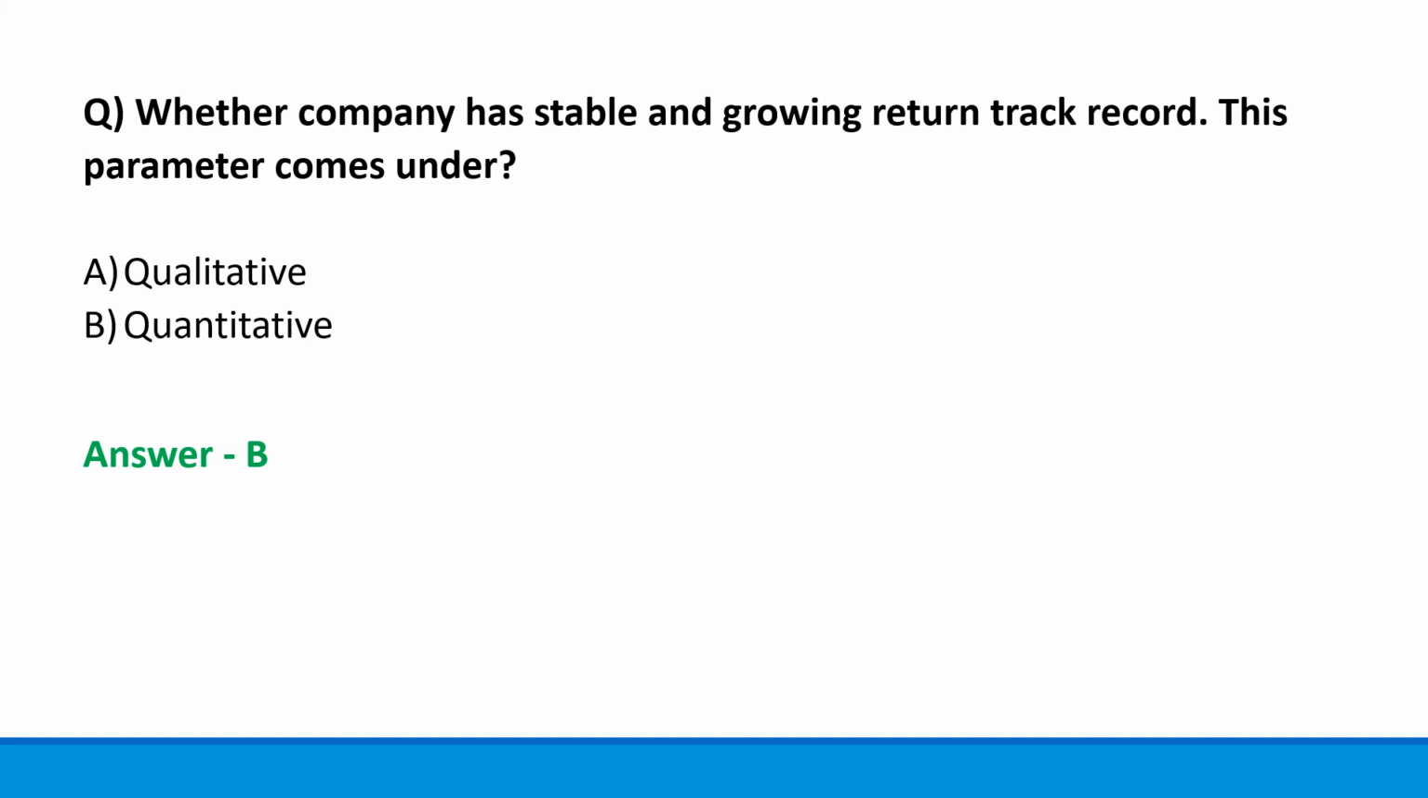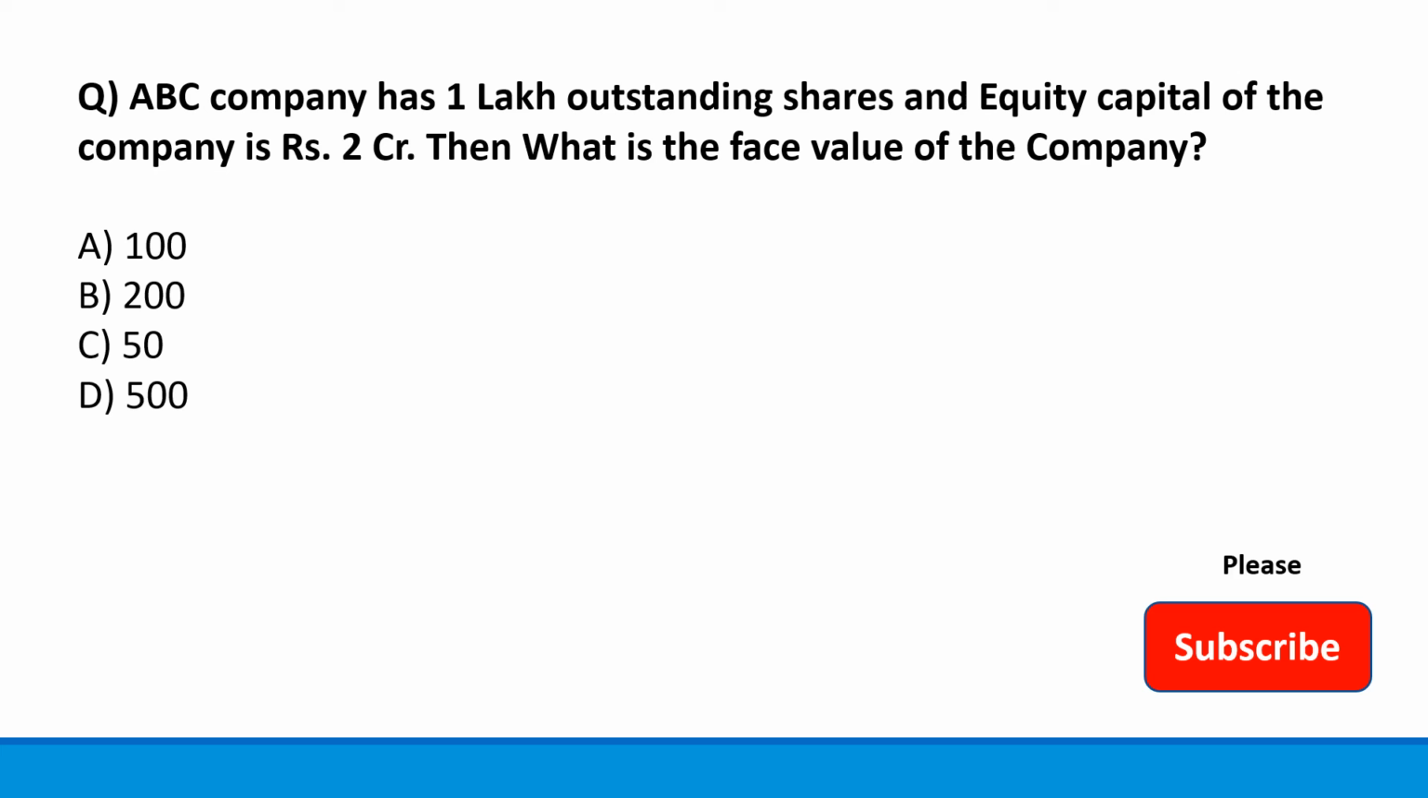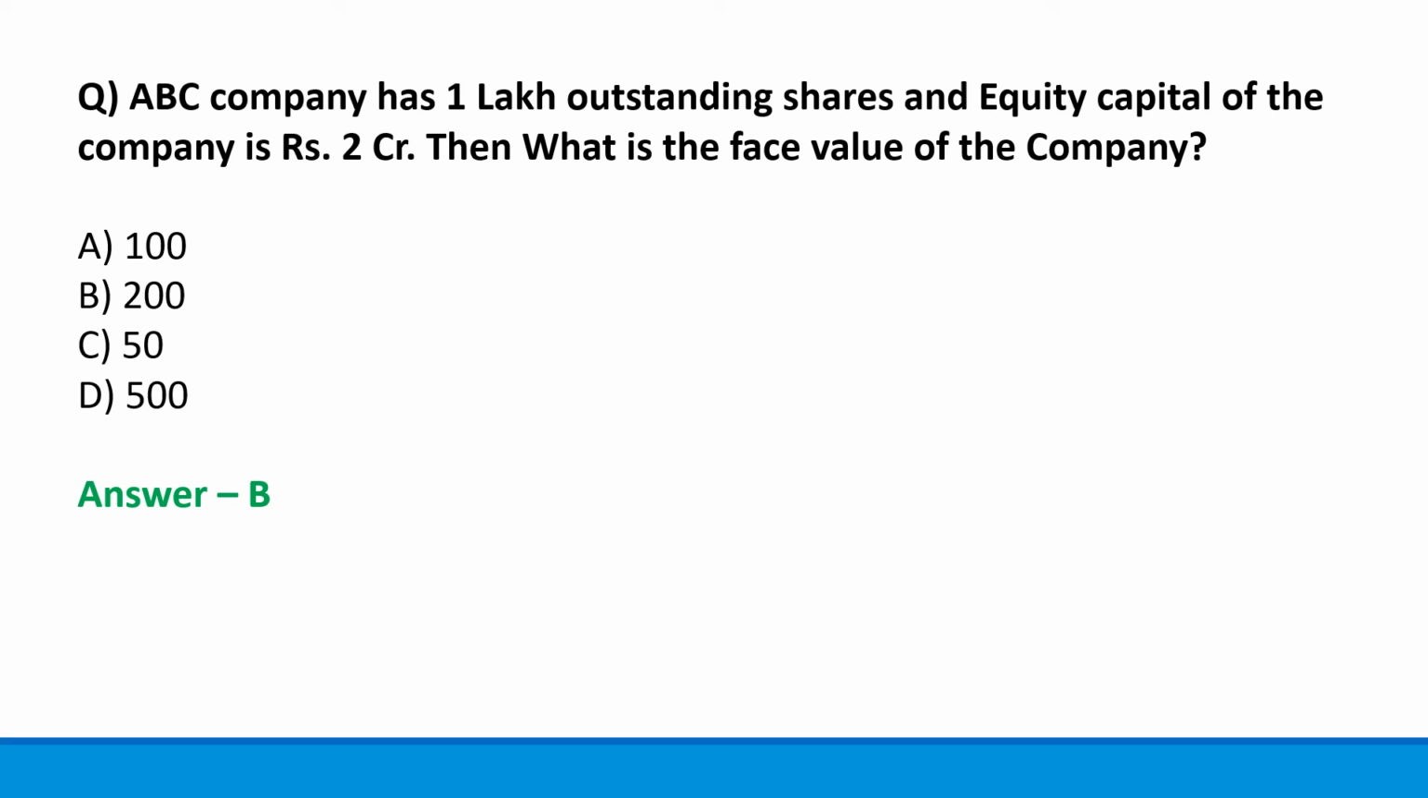Next question. ABC company has 1 lakh outstanding shares and equity capital of the company is 2 crore. Then what is the face value of the company? Option A, 100. Option B, 200. Option C, 50. And option D, 500. The correct answer is option B, 200.